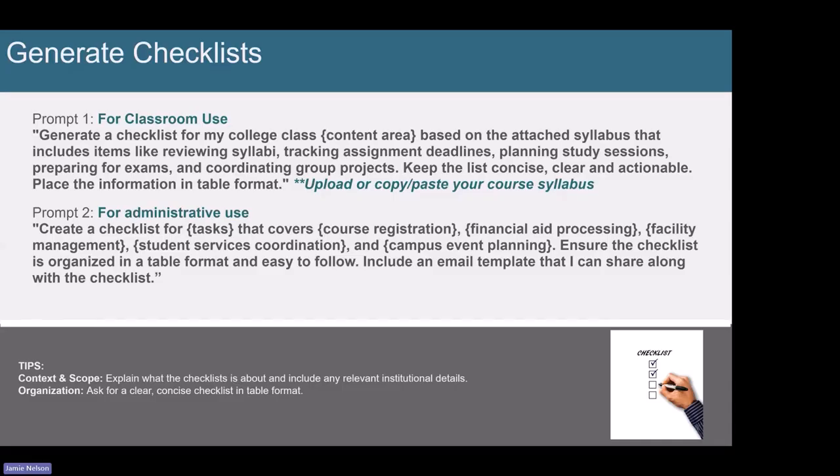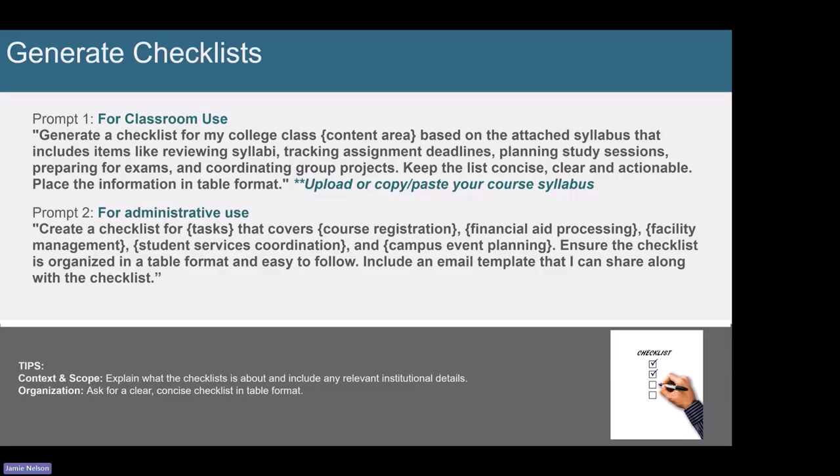And so here's the prompt. Generate a checklist for my college course, and then I'm going to put in a specific course, based on the attached syllabus that includes items like reviewing the syllabus, tracking assignment deadlines, planning study sessions, preparing for exams, and coordinating group projects. Keep the list concise, clear, and actionable. Place the information in a table format. So I'm starting to train that AI when I want to see certain things done a certain way. So that table format is what I'm going to do there.